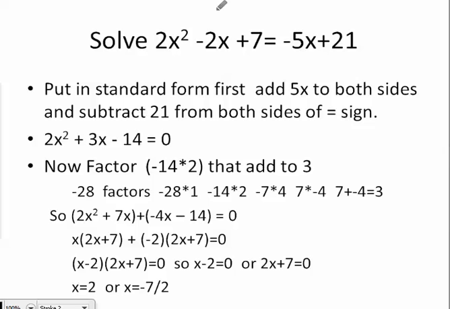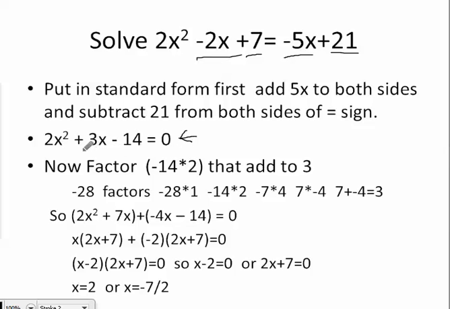Okay? So let's put it all together. We're going to add some monomials. We're going to do a bunch of things like that. So if I was given something like this, I want to get it in standard form first. So I'm going to add the 5x to both sides of the equation. It's going to add to that term. I'm going to subtract 21. It's going to add to this constant. And I'm going to wind up with this right here.